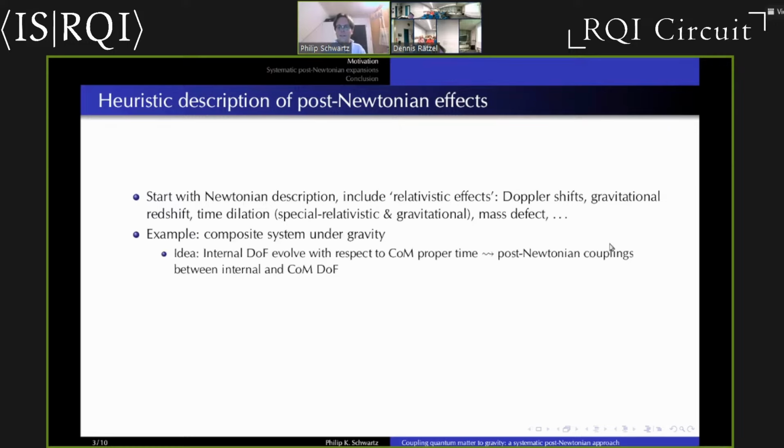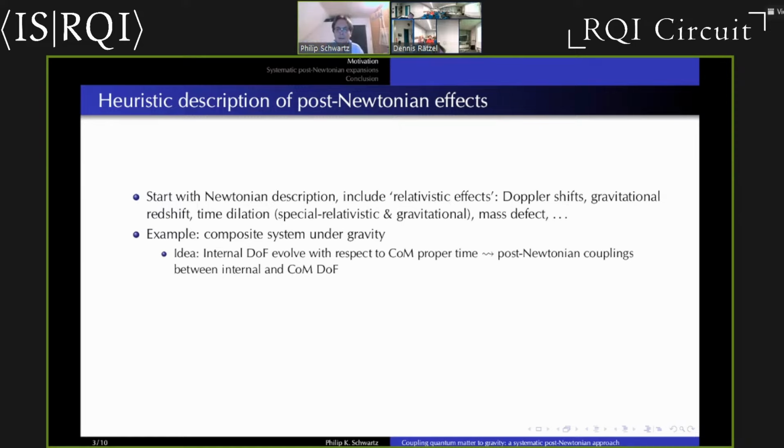And one example is to take a composite system, like a system that has some center of mass degree of freedom and some internal degree of freedom, and put this under the influence of gravity. And then one idea how to motivate post-Newtonian effects of gravity in this system is to say, let's assume that the center of mass degree of freedom is more or less localized and moves on a specified world line. For example, in atom interferometry, that's essentially the case. I mean, we put it in a superposition of two different world lines, but let's just focus on one.